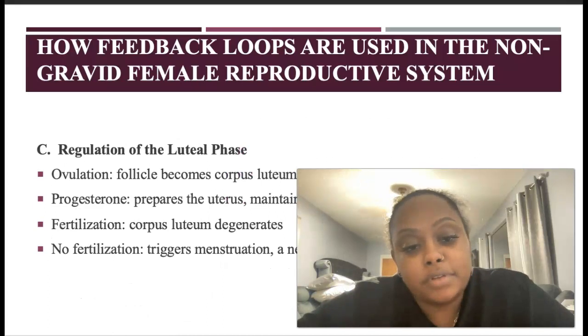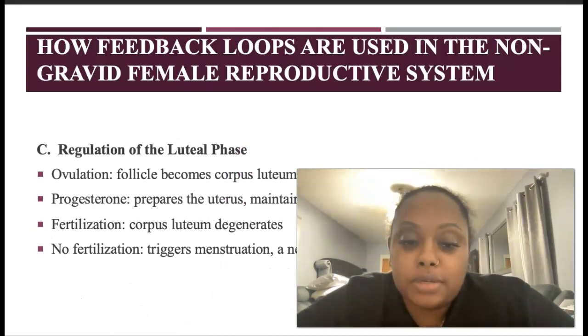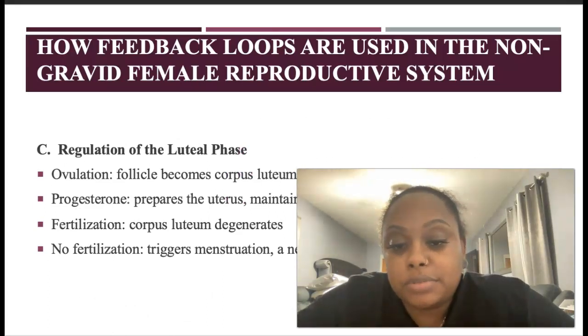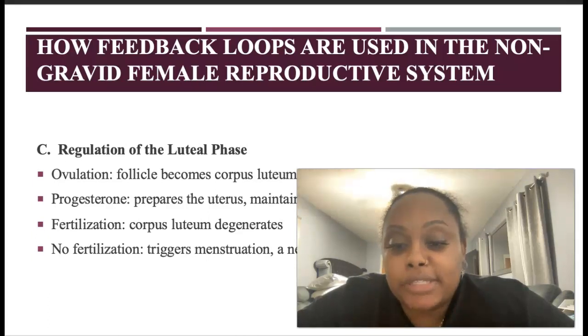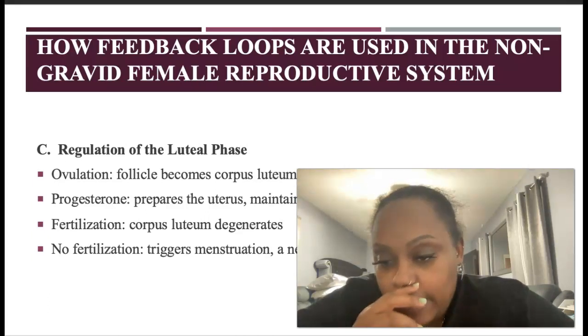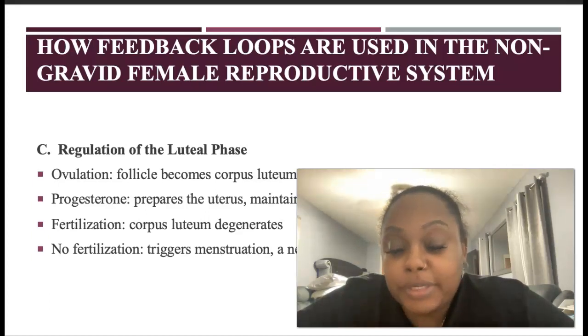Once after ovulation, the follicle becomes the corpus luteum and produces progesterone. Progesterone helps prepare the uterus for the implantation of a fertilized egg and maintains the uterine lining. If fertilization does not occur, the corpus luteum will eventually degenerate and stop producing progesterone, triggering your period, the menstruation, and the start of another reproductive cycle.